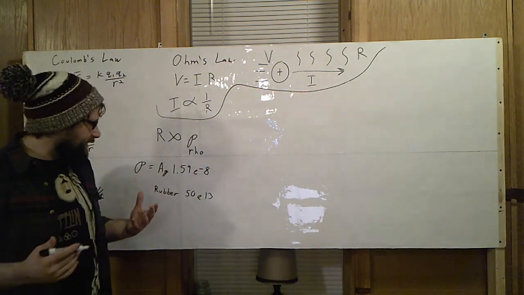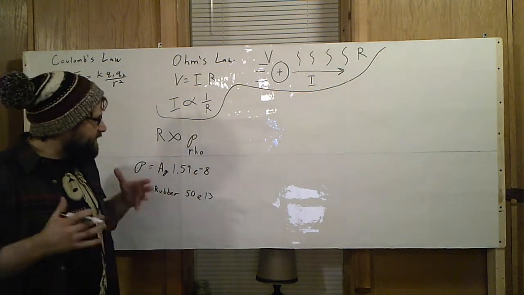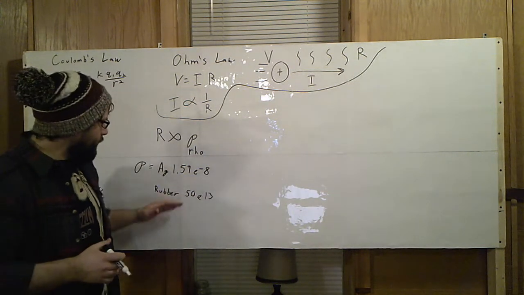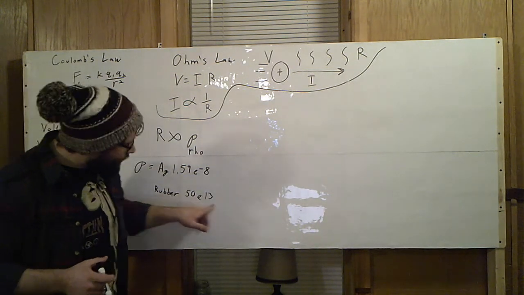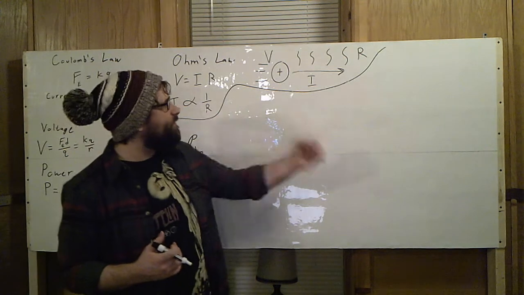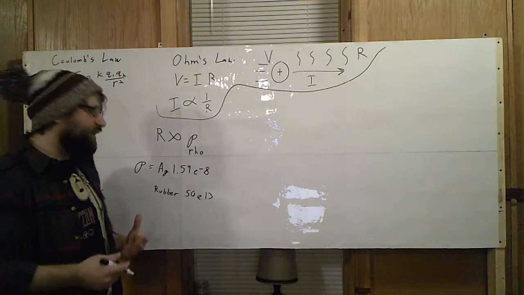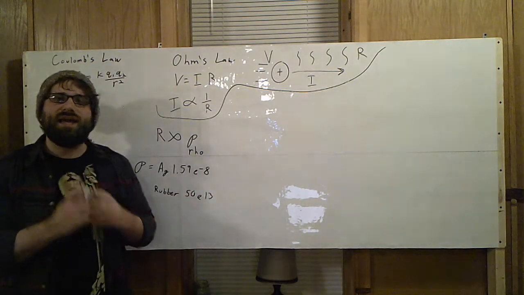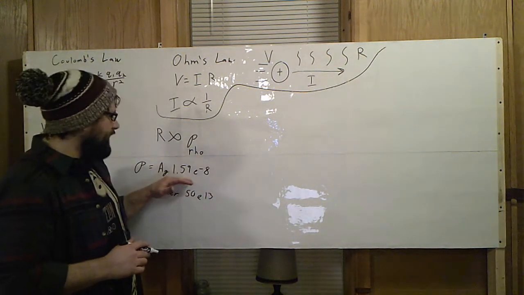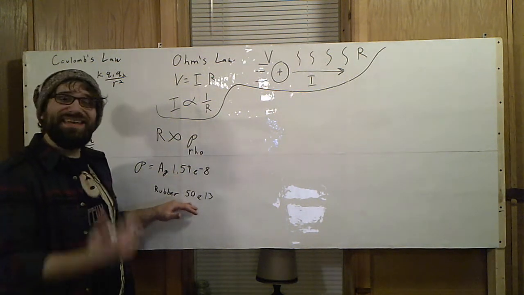I mean, even density doesn't have this massive difference in orders of magnitude. There is nothing that is more variable through different materials. So if we look at rubber, 50 with 13 zeros after it, that is a massive number. It is extremely difficult for charge to flow through rubber. And that's why we call it an insulator. It insulates against electric current. So that's a concept that we need to keep in mind, is that an object's resistivity will make it either a conductor or an insulator.